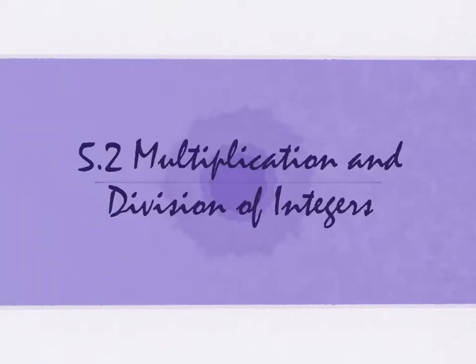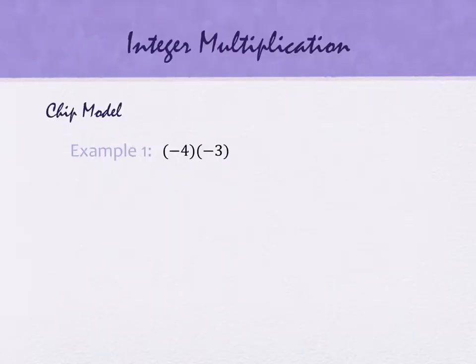Section 5.2 is multiplication and division of integers. We're going to see a couple of models that we have seen before, the charged fields model, the chip model, and the number line model, three models that we've actually seen before, to talk about how multiplication specifically works. And we're going to start with the chip model.